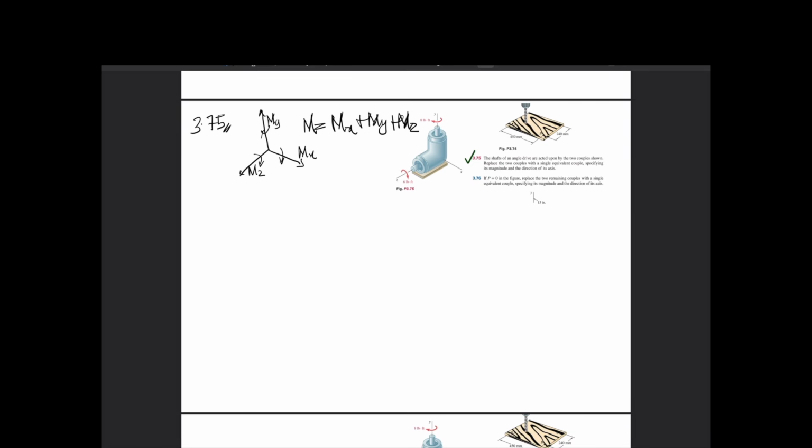And if you notice from this diagram, the first couple here is acting on Y, and the other one is acting on Z, right? And there's nothing on X. So it means that we already have the Y component and the Z component. So we can easily write this out with reference to this formula this way.